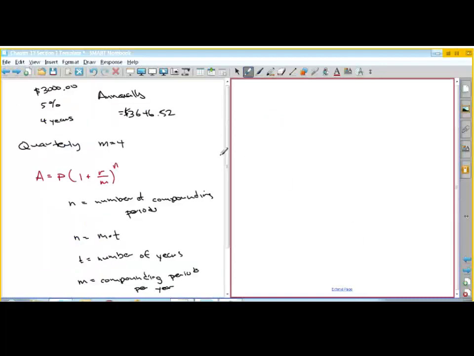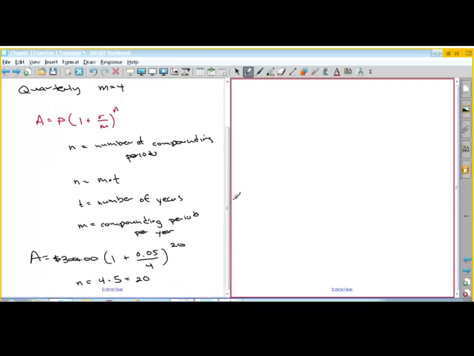So now we just plug that into our calculator. This is when you need an exponent on your calculator, otherwise you're in trouble. So let's calculate the number in the parentheses. If you take 1 plus 0.05 divided by 4, you'll get 1.0125. Let me do this in steps so that if you're doing it on your calculator, you can make sure you're doing it correctly. So 0.05 divided by 4 is 0.0125, and then you add it to 1, and you raise that to the 20th power.